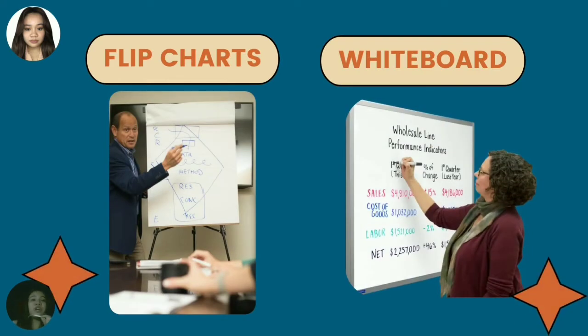Next, we have the flip charts and whiteboard. First, we have the flip charts. They do not need electricity. You don't need to worry if the bulb will burn out or worry that you forgot the extension cord, unlike the overhead projector earlier. So flip charts are also economical.